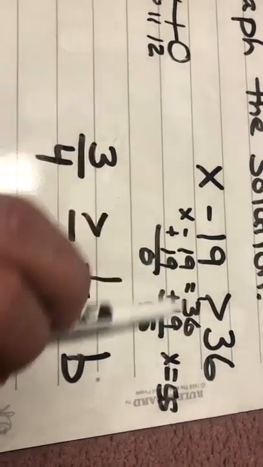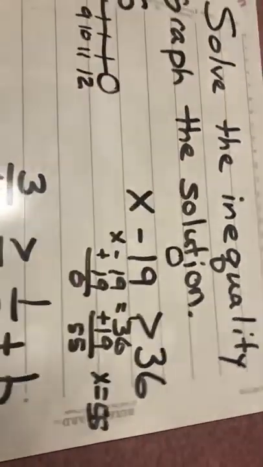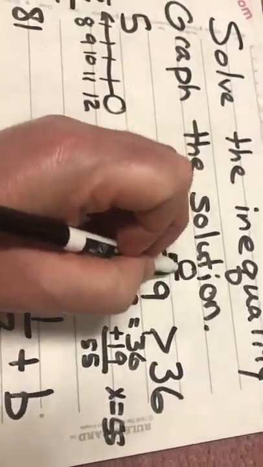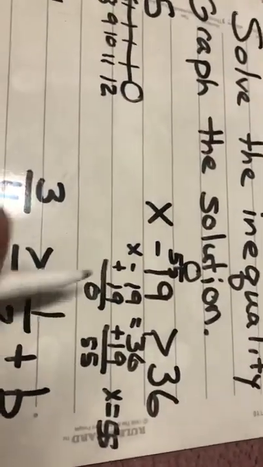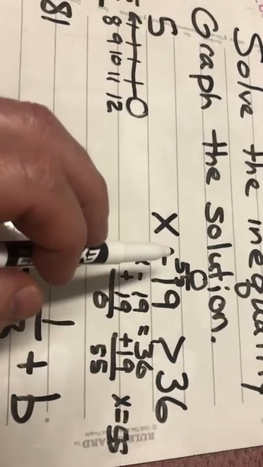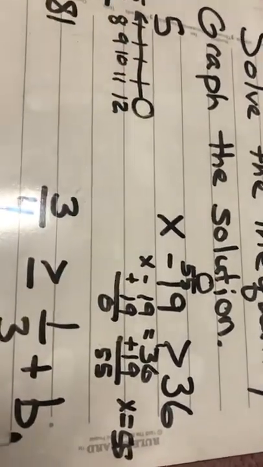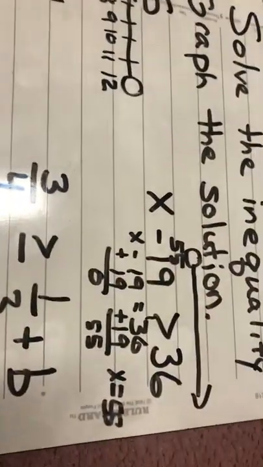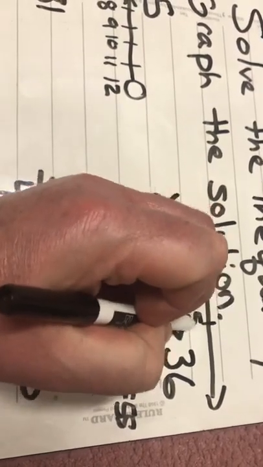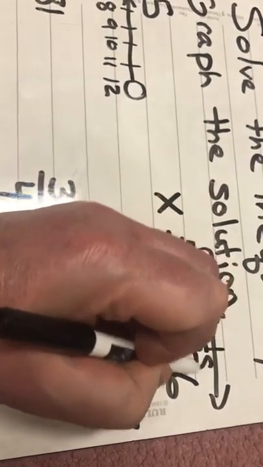Now it says x is greater than 55, which means it's going to be an unshaded circle. All right? And it's going to start at 55. Now x is on the open side. It's open to the bigger side. So x minus 19 is on the bigger side of the inequality, which means my numbers are going to get bigger, which means my graph is going to go right. And it's going to be 55, 56, 57, 58, and 59.